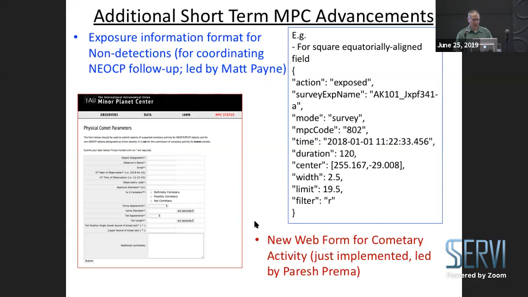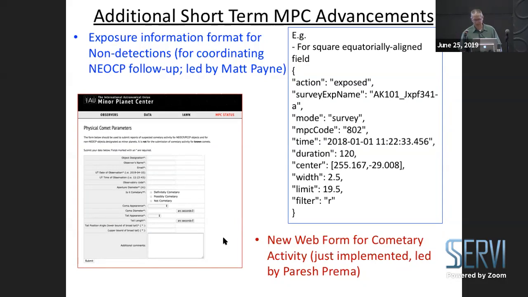There's also a brand new, just off the press product that was developed by Paresh Prema, who is a new hire at the Minor Planet Center, and this is a web form linked to the Comet confirmation page that allows for attributes of Comet observations to be reported.